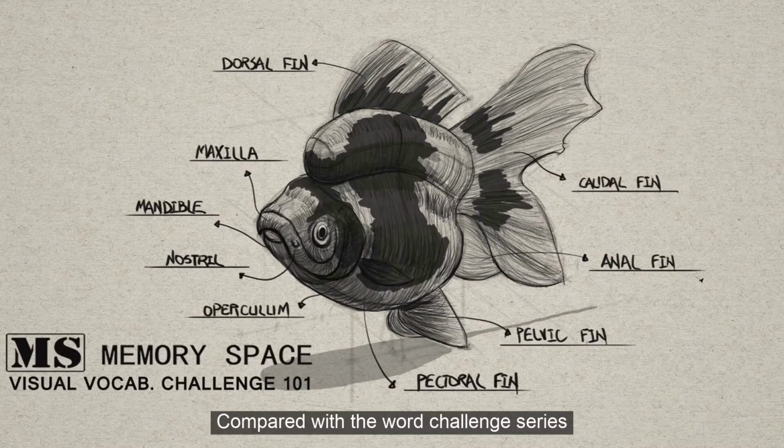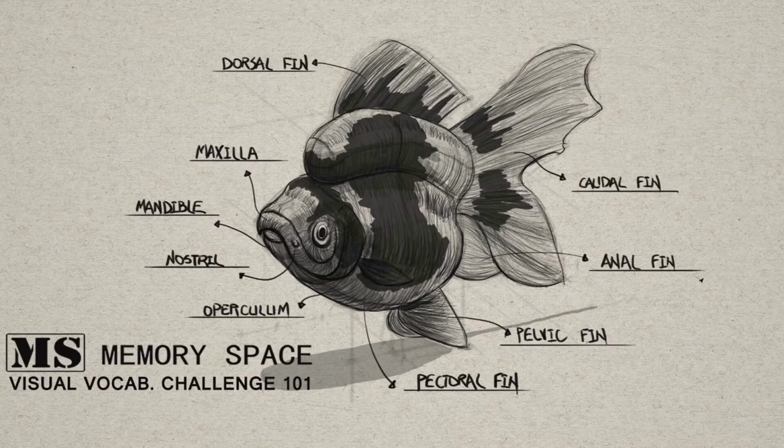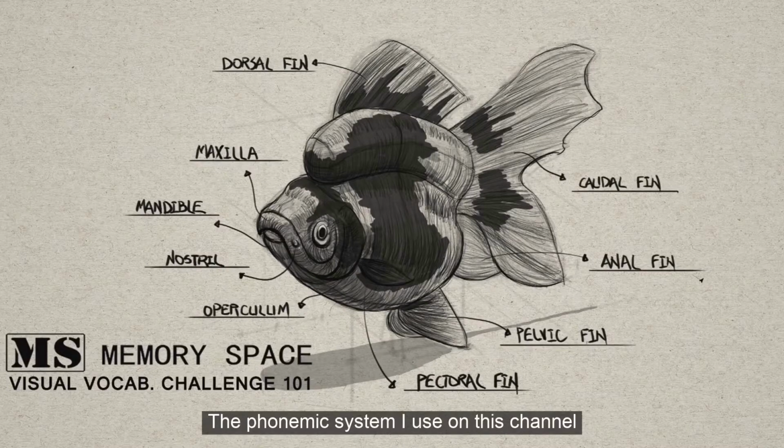Compared with the word changes series, pertaining to abstract concepts and emotions, this one is all about visual objects. The learning procedure doesn't change, since it's the core foundation. The phonemic system I use on this channel is 75 common phonograms and 31 spelling rules, proposed by Denise Eide. We found Morphology of English.